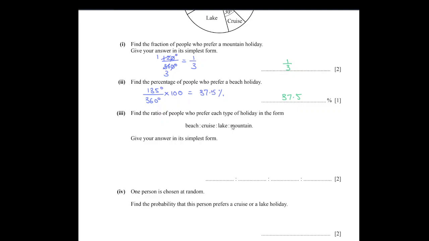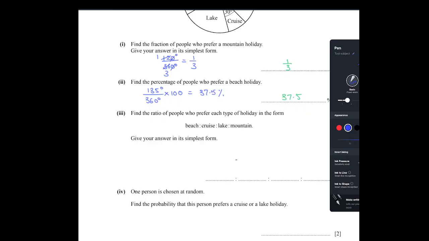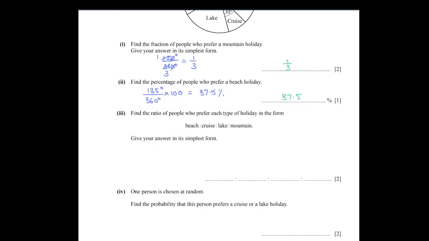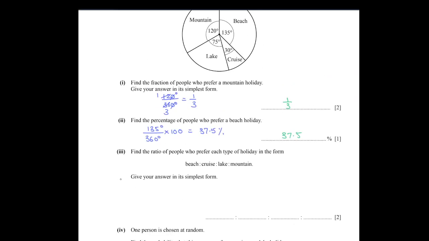Question number 3. Find the ratio of people who prefer each type of holiday in the form beach is to cruise is to lake is to mountain. Give your answer in simplest form. So you can write the angles in the ratio here. So beach is 135 is to cruise is 30 is to lake is 75 is to mountain is 120.